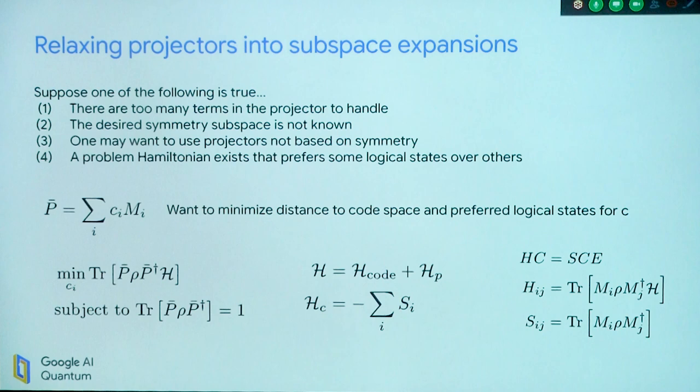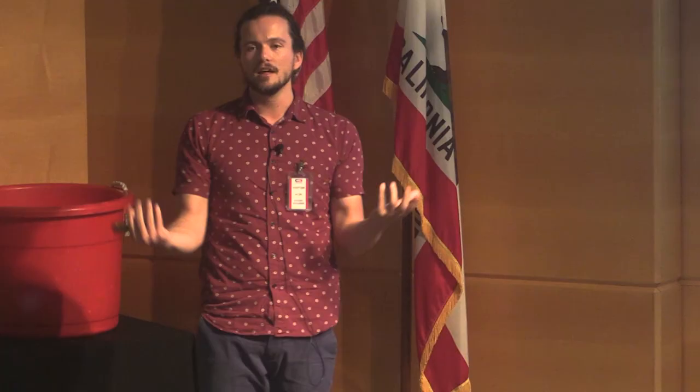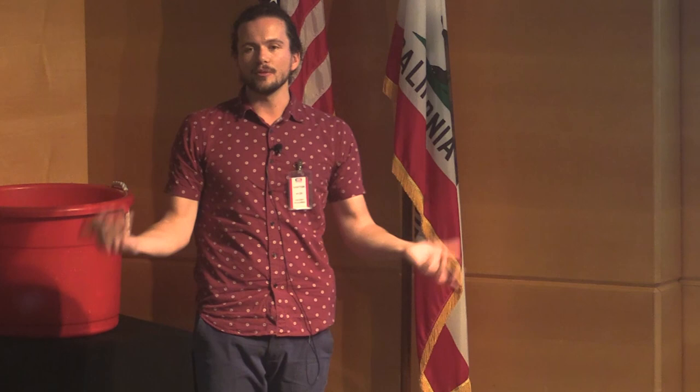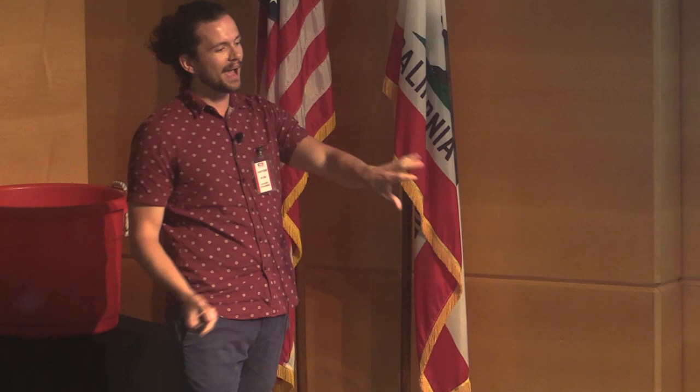So we made a good guess, I guess I would say. And so the result of this problem is that when you solve it, you get out coefficient C that defined an optimal projector for finding both a minimal distance to the code space and minimizing the energy. So this actually allows you to correct logical errors in some way, which is that if the problem Hamiltonian biases you towards one logical state, it can actually help funnel everything into that state, which would not be true in typical error correction where there's not a bias between logical states.